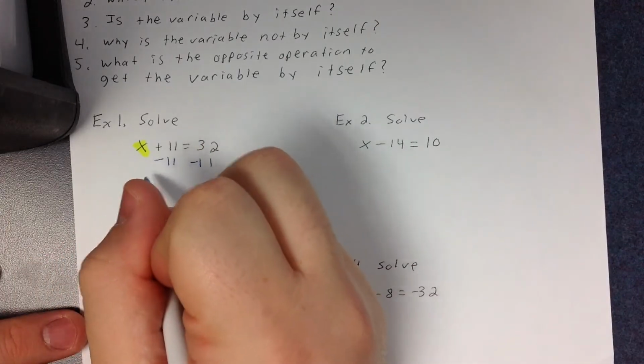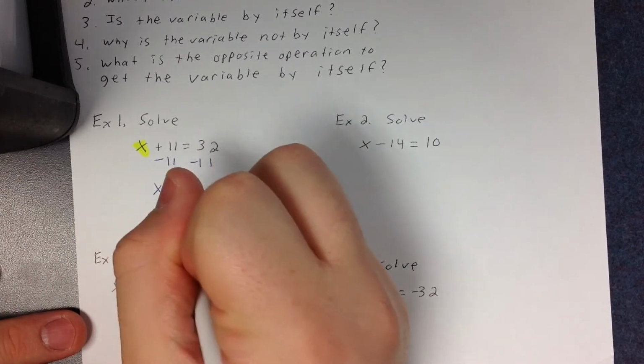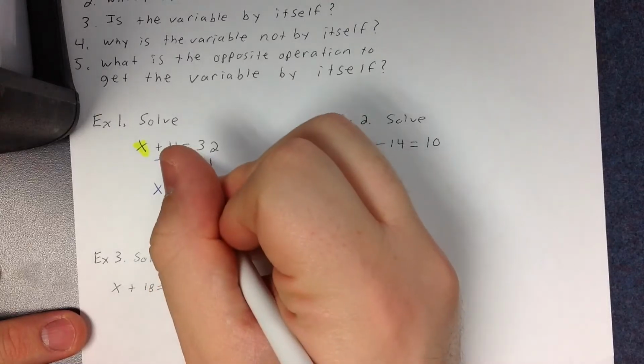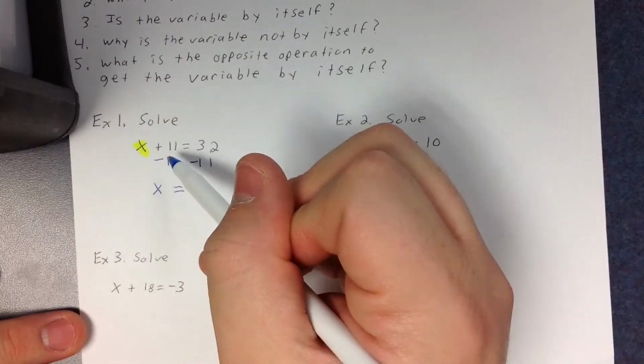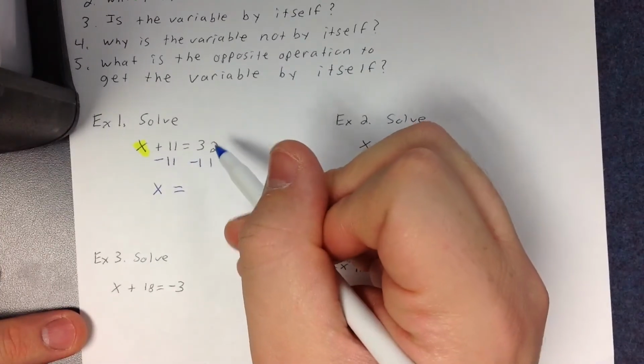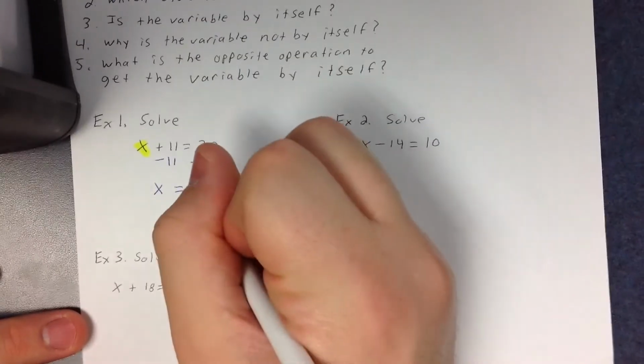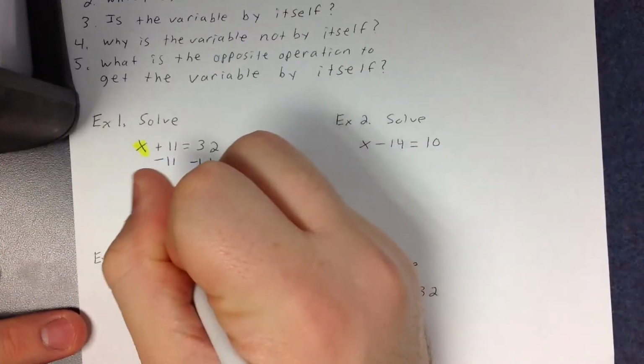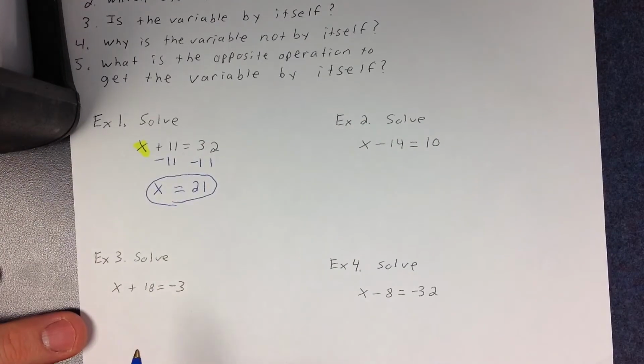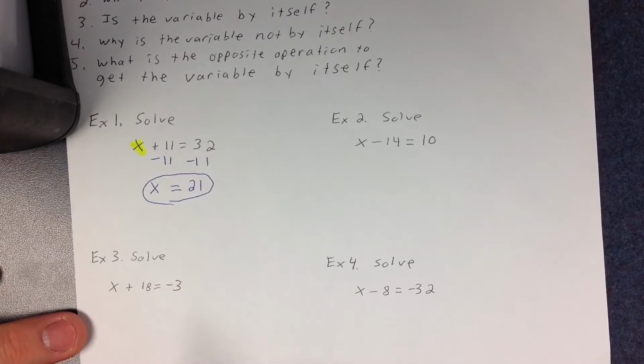So I bring down my x equals, now 11 minus 11 goes away, that's why we do the opposite. 32 minus 11 is 21. So now the x is completely by itself, so we're done. So x equals 21.